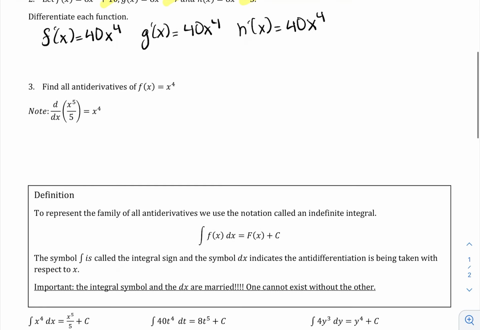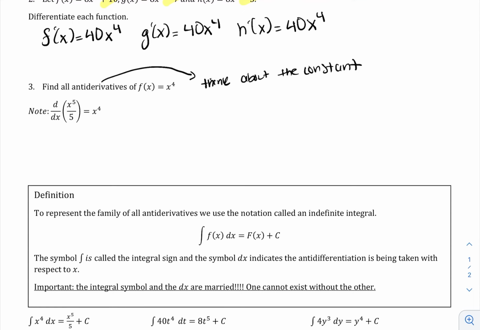When they're asking you to find all antiderivatives, what they're trying to tell you is to think about the constant. So we want to find all the antiderivatives of x to the fourth. Now there's a little note, a little help for us, which tells us that x to the fifth divided by 5, the derivative of that is x to the fourth.